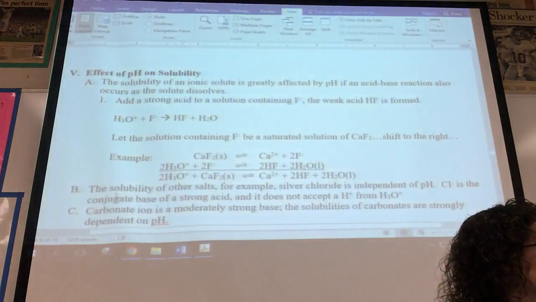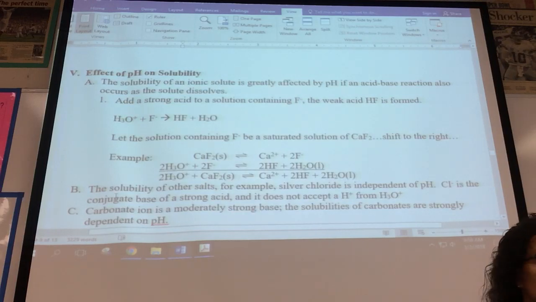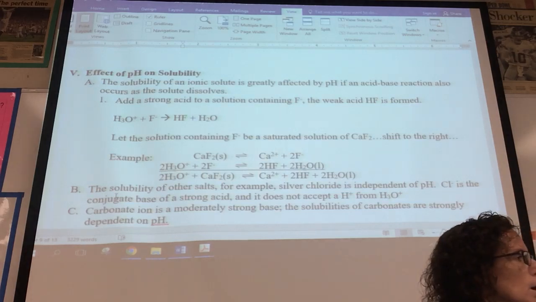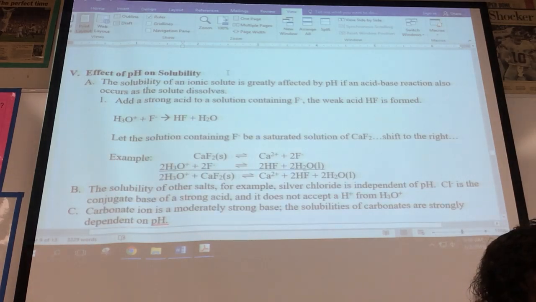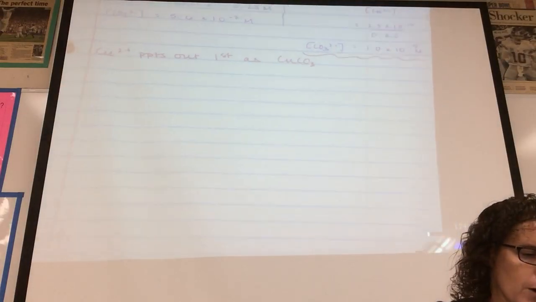Last piece of the puzzle is something you've already seen. It sounds really confusing. The only difference here is we're applying it to molar solubility, but you've already seen it with equilibrium and acid-base equilibrium. It says the solubility of an ionic solute is greatly affected by pH if an acid-base reaction also occurs as the solute dissolves. Before we even go into the notes, let's keep it really simple.